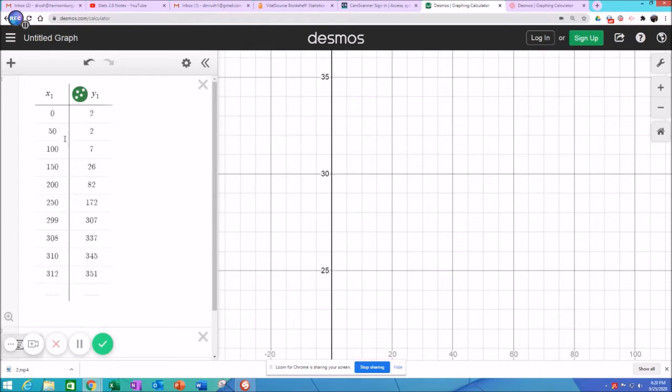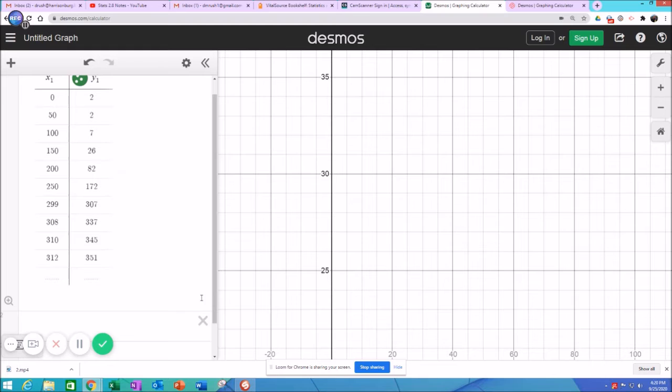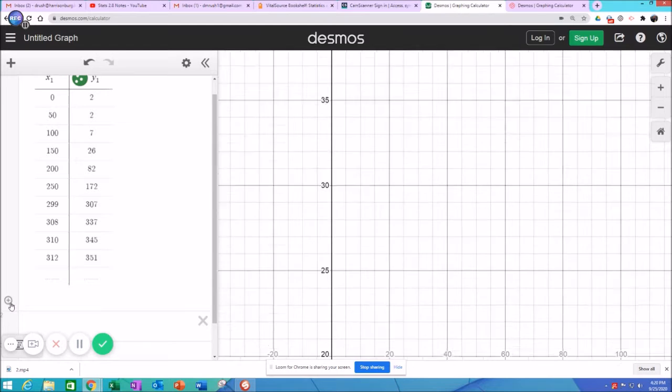Okay, so here we have the data. X is the year since 1700. So in the year 1700, which is 0, there were 2 million people. 100 years later, in 1800, there were 7 million people in North America. You can see how we've really grown quite a bit. It looks like a good exponential model.